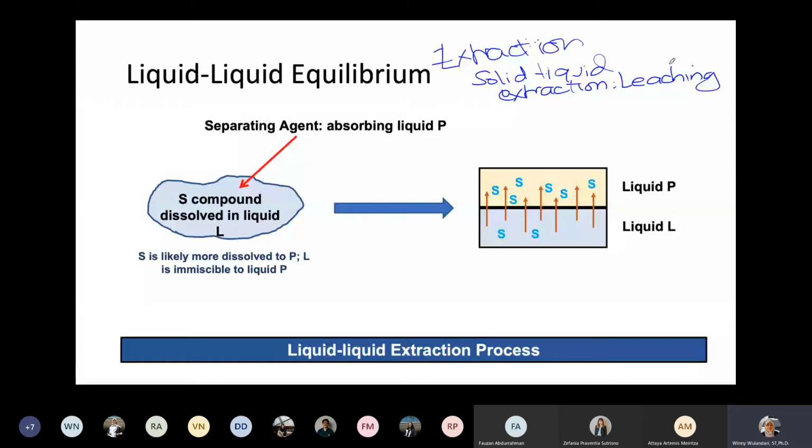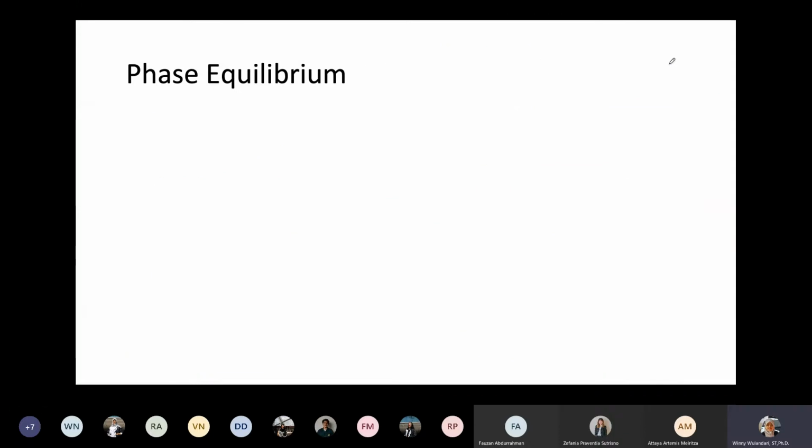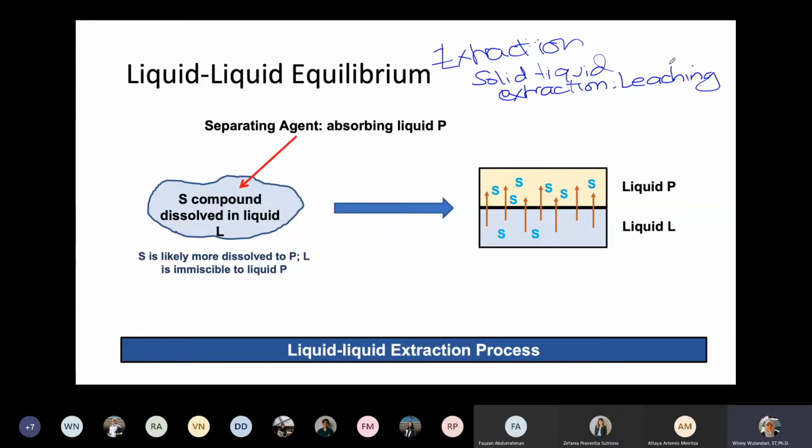Here S is a compound dissolved in the liquid L, and S is more soluble in liquid P, and L is immiscible with liquid P.